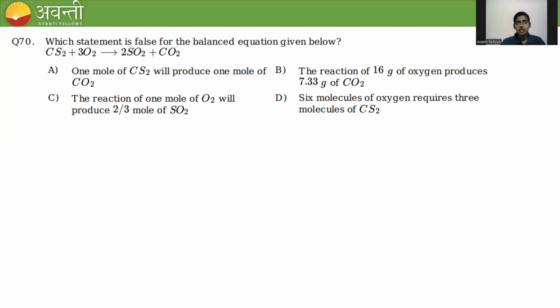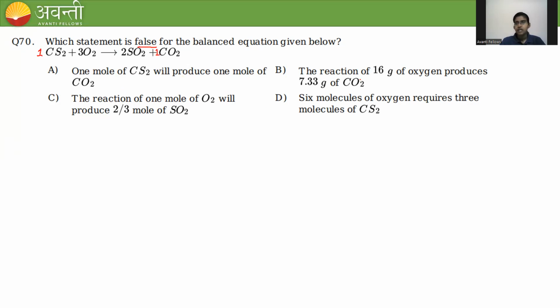So the equation is there. Carbon disulfide is reacting with 3 moles of oxygen to produce 2 moles of sulfur dioxide and 1 mole of carbon dioxide. So here we have to find out the incorrect statement, the false statement. Okay, so let's start from statement A. 1 mole of CS2 will produce 1 mole of CO2. Yeah, that is correct. Here the number of moles is same.